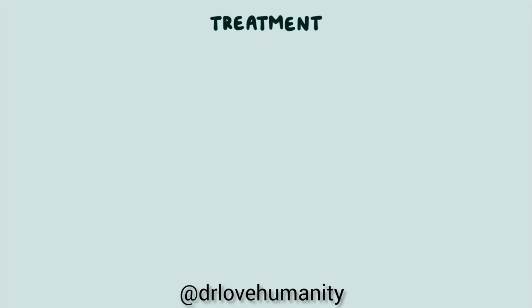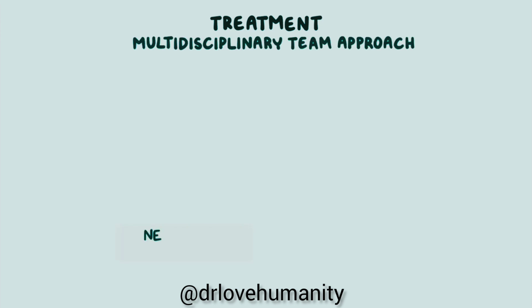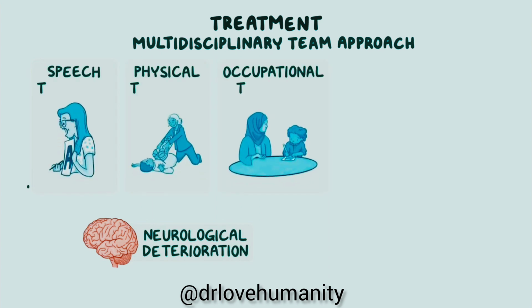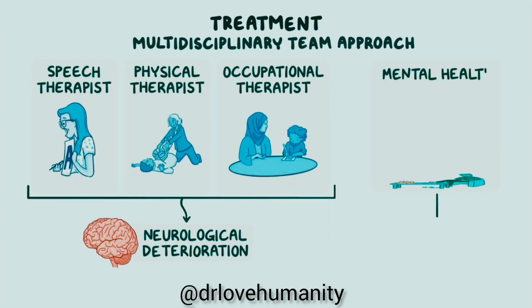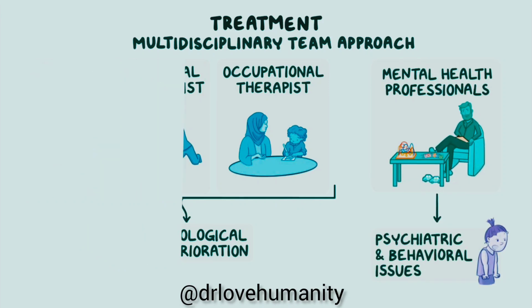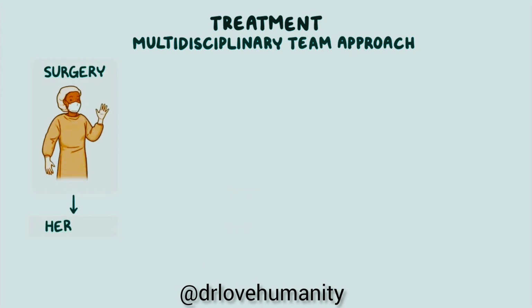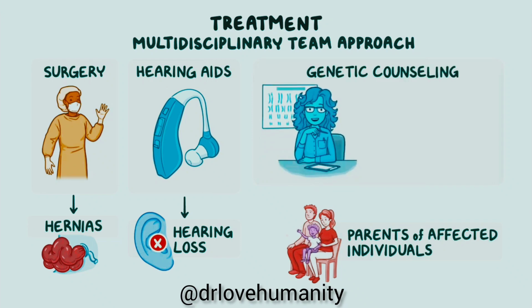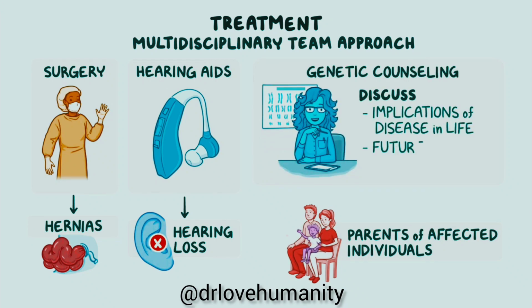Supportive care can include a multidisciplinary team approach for neurological deterioration with speech, physical, and occupational therapists, mental health professionals for psychiatric and behavioral issues, surgery for hernias, and hearing aids for hearing loss. For parents of affected individuals, genetic counseling is recommended to discuss implications of the disease in the individual's life and future pregnancies.